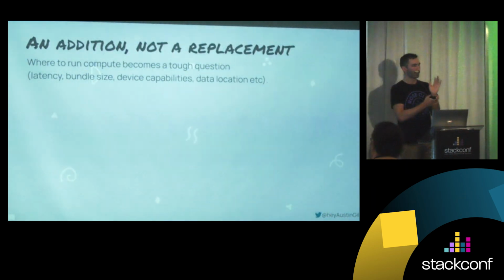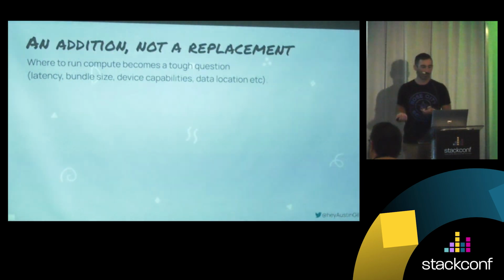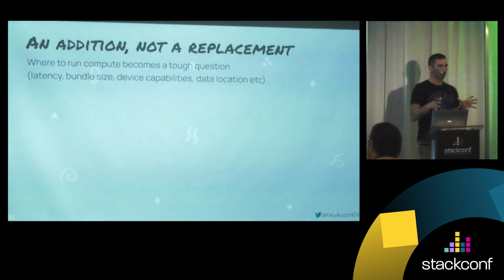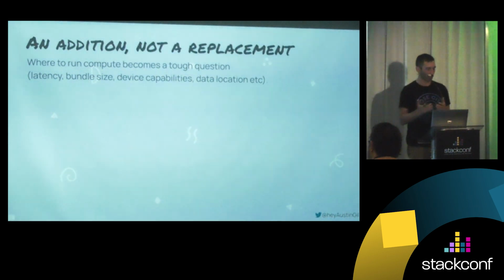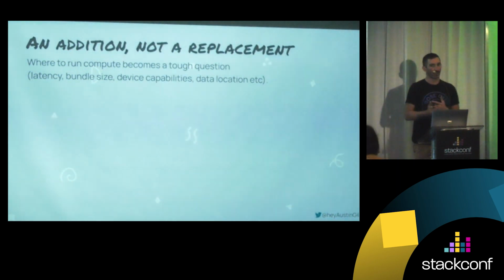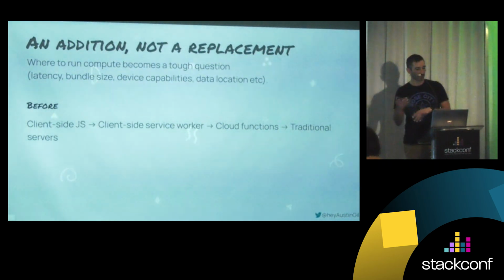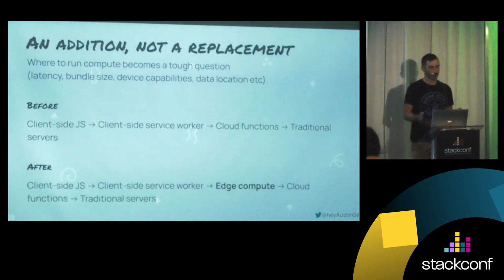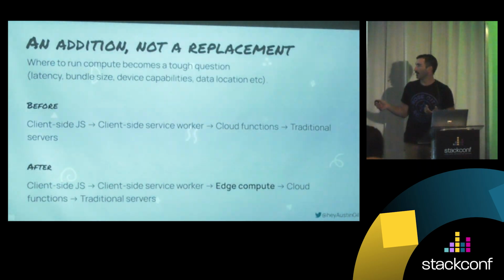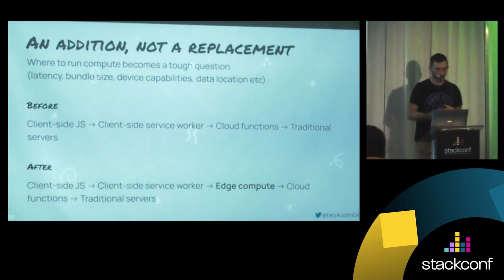So the best way that I like to recommend people consider edge compute is not as a replacement, but more as an addition to the options of choices for where we can run compute. Where to run it is a tough question to answer, and it becomes more difficult, because before we had things like client-side rendering, service workers, cloud functions, traditional servers. Now we're slotting in edge compute as another consideration, and I like to think about it sitting somewhere between client-side rendering and server-side rendering, because that is physically where it exists in the stack.